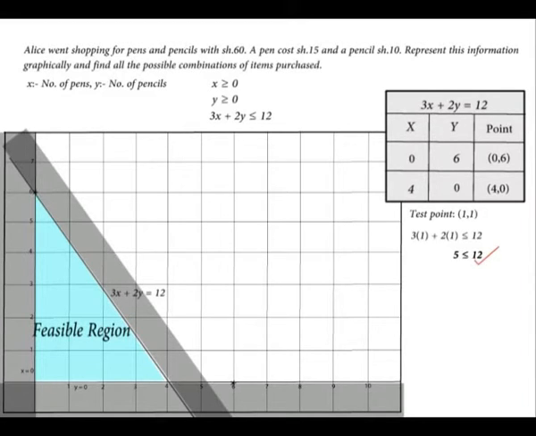Starting at the corners, we have (0, 0), which means he buys nothing. (0, 6), which means he buys 0 pens and 6 pencils. (4, 0), meaning she buys 4 pens and no pencil.